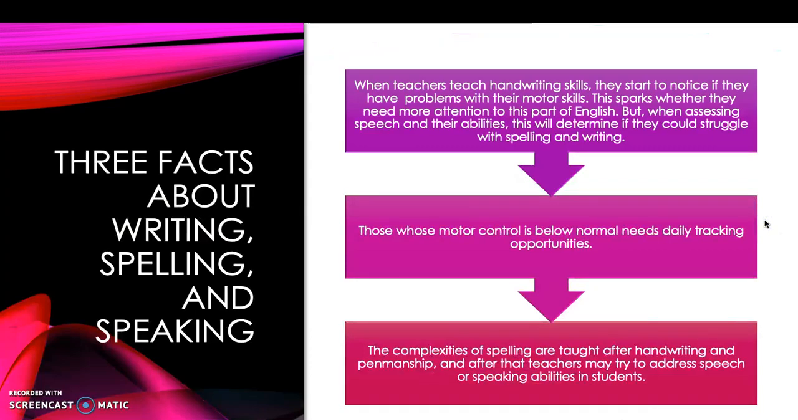Three facts about writing, spelling, and speaking. When teachers teach handwriting skills, they start to notice if students have problems with their motor skills, which sparks whether they need more attention to this part of English. But when assessing speech and their abilities, this will determine if they could struggle with spelling and writing. Those whose motor control is below normal need daily tracking opportunities. The complexities of spelling are taught after handwriting and penmanship, and after that teachers may try to address speech and speaking abilities in students.